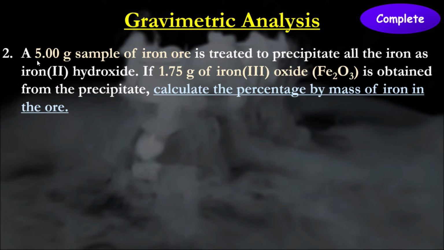Okay, we have a 5-gram sample of iron ore that's being treated to precipitate all the iron as iron 2 hydroxide. If I have 1.75 grams of iron oxide from the precipitate, calculate the percentage of mass by mass of iron in the ore. Okay, so the first thing we need to know is how many moles of iron oxide do we actually have? So I want to know the number of moles of iron oxide.